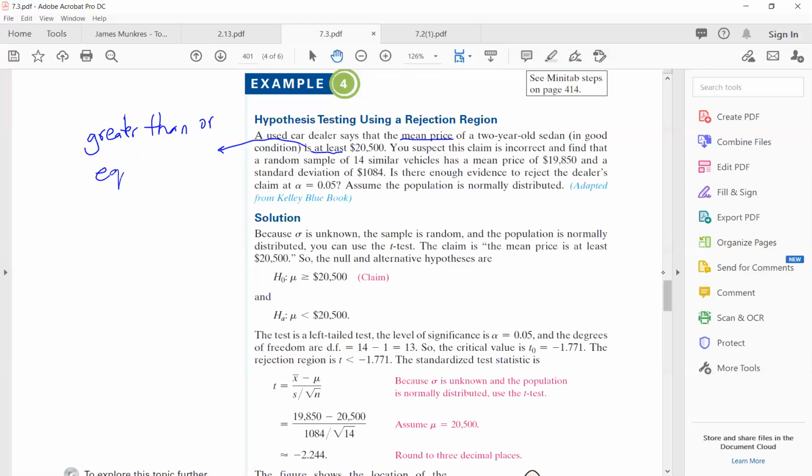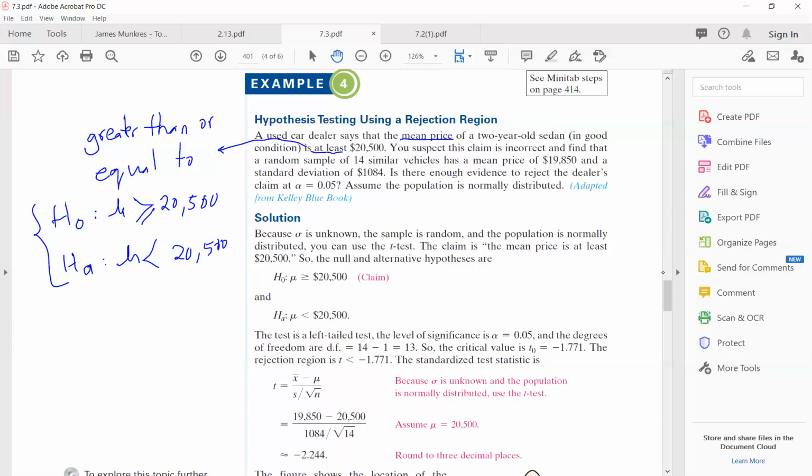or equal to. Very well. What's the meaning of that? It means that your null hypothesis is given. Your null hypothesis says mu is greater than or equal to $20,500. So null hypothesis is given. Your job is to form alternative hypothesis, which is the opposite. Mu is less than $20,500. So as you can see, we're done with the hypothesis tests. These are null and alternative hypotheses that we have.